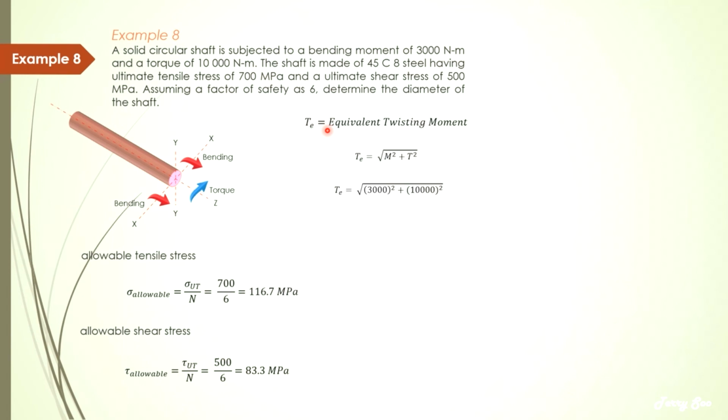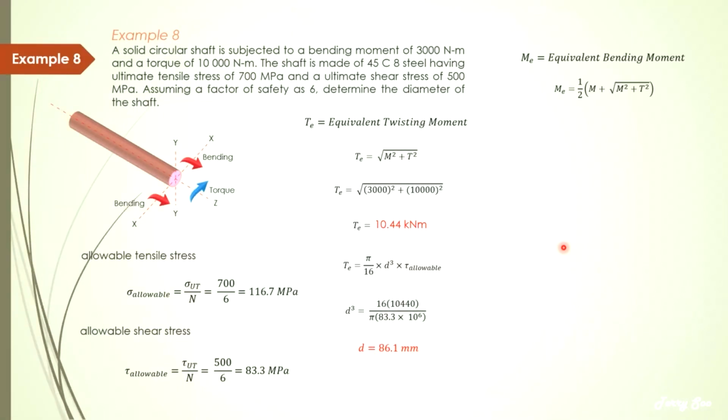Based on equivalent twisting moment first, since shear stress and tensile stress both are given, you have to consider TE and ME. Both M and T are given, so we can just straight away substitute and find out the TE. Based on the TE, you can design the shaft diameter. D cube is the subject, so cube root, you get 86.1 millimeter. That is the first value.